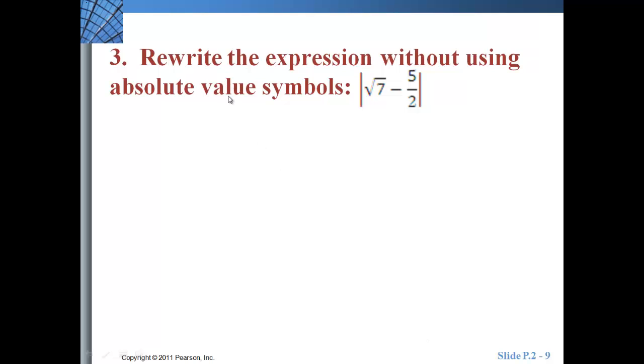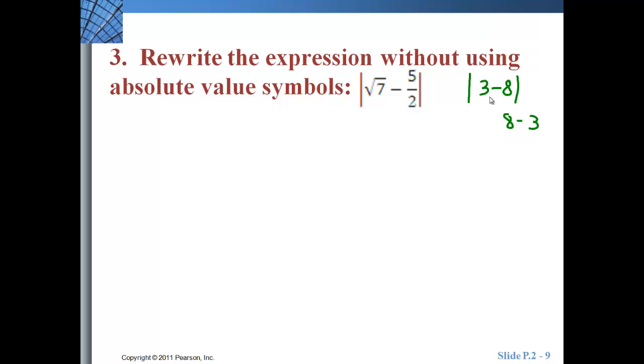Rewrite the expressions without the absolute value symbols. They want the exact value, and what you have to be aware of is you want to make sure that it's positive. So if I wanted to find the absolute value of 3 minus 8, I know that's negative 5, the absolute value of negative 5, which is positive 5.